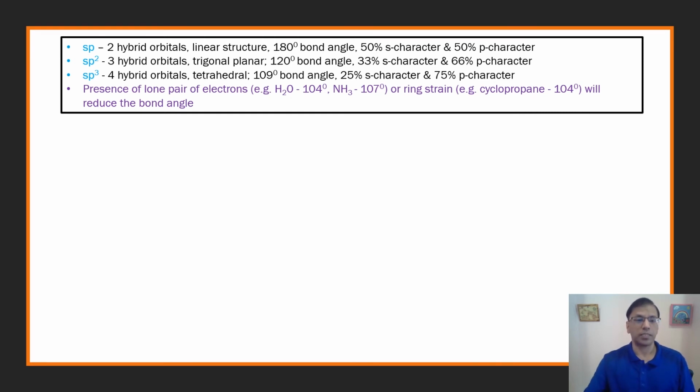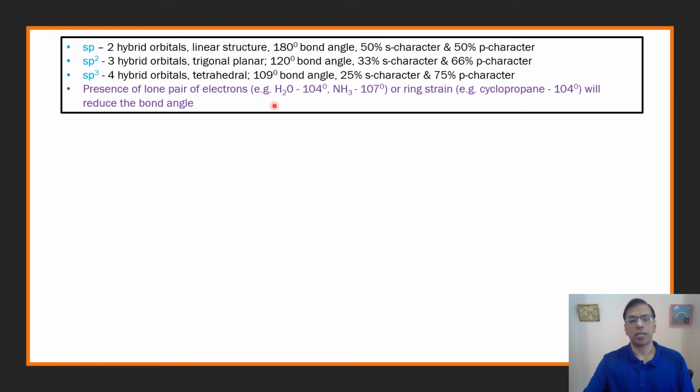Another fact to remember is the presence of lone pairs of electrons in molecules. Let's consider ammonia. In ammonia, the nitrogen atom has a lone pair of electrons. It's sp3 hybridized, but the bond angle is 107 degrees because the lone pair pushes the NH bonds a little bit closer. And so it is slightly different from the normal tetrahedral structure, which has a bond angle of 109.